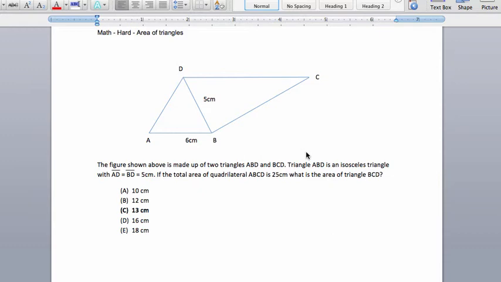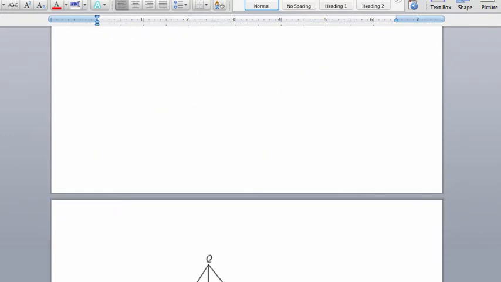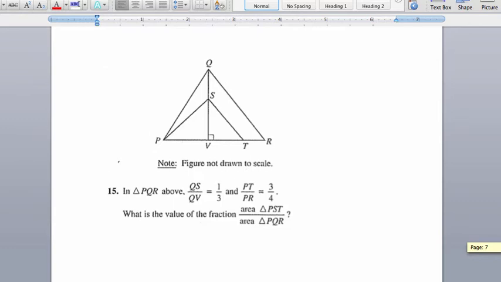I just want to compare this really quickly to this question, the original question. Look what's going on here. So this is a medium level area of a triangle question. And this is pretty interesting what's going on. They've got QS related to QV as a fraction, 1 to 3, and then PT related to PR as a ratio of 3 to 4. And then they're asking you what's the area of this triangle, PST, to the area of this triangle, PQR.